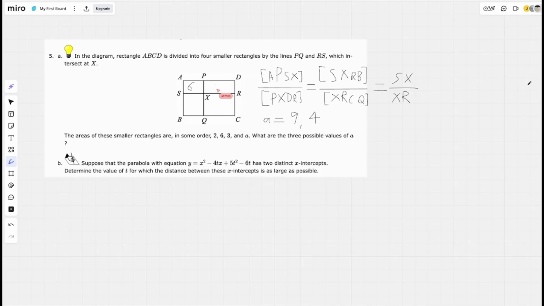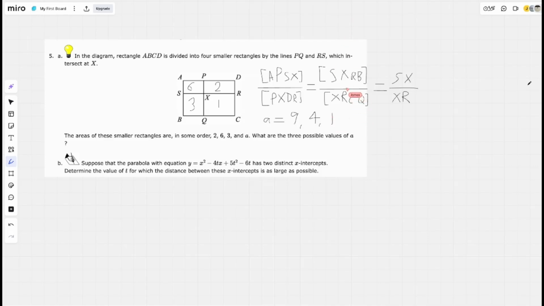So you have 6, 2, 3 here, and since the ratio between APSX and PXDR is 3, and the ratio between SXQB and XRCQ is also 3, then that means that XRCQ is 3 divided by 3, so it's 1. So the final value of A that you have is equal to 1 then.